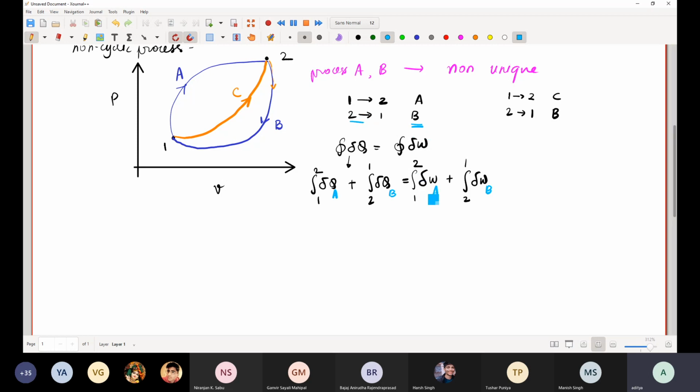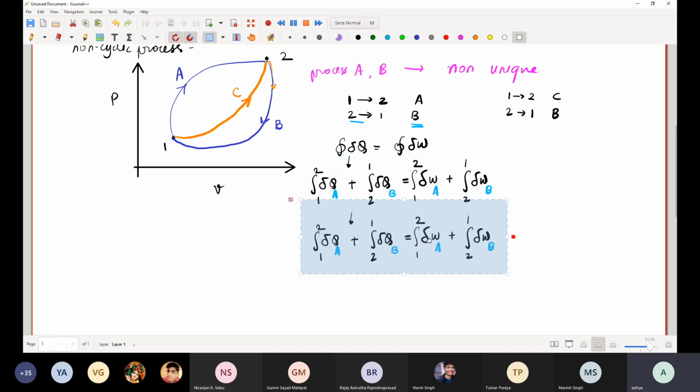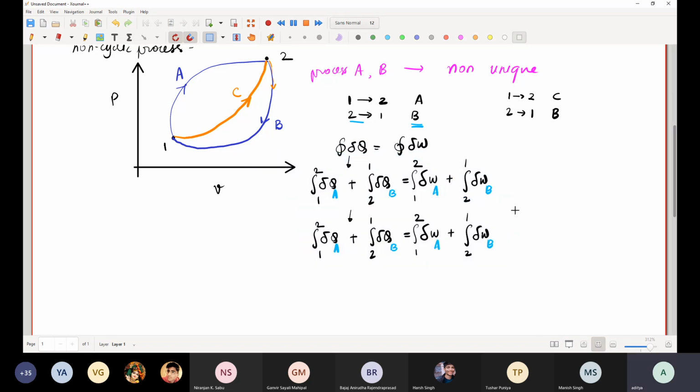1 to 2, whatever work done is happening is due to process A. 2 to 1, whatever work done is due to process B. So far so good? Is that fine? Is this okay to everyone? Yes, sir.